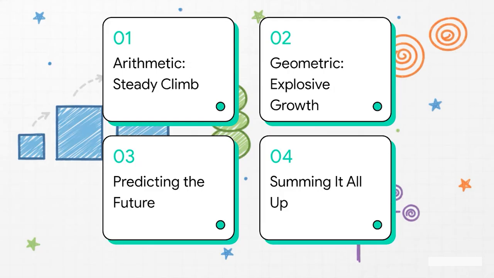Okay, so here's our game plan. We'll start by properly meeting our 2 types of patterns. Then we get to the really fun part, using them to predict the future. And finally, we'll see how to add it all up. Nice and simple. Let's jump right in.